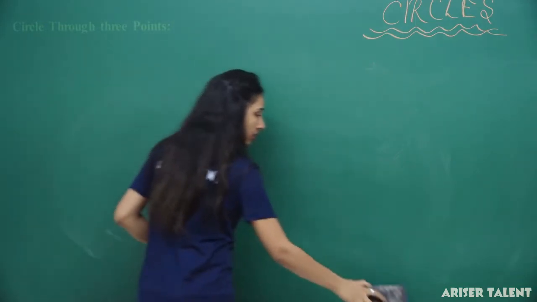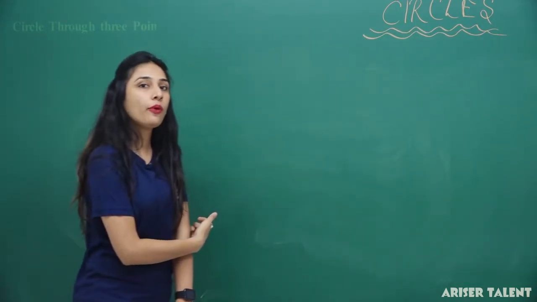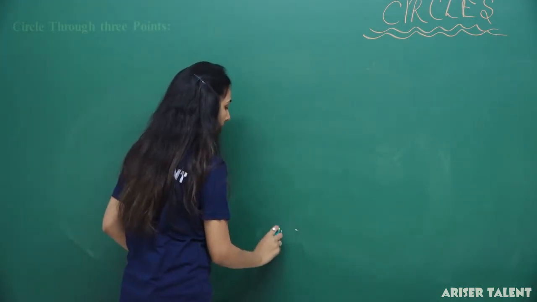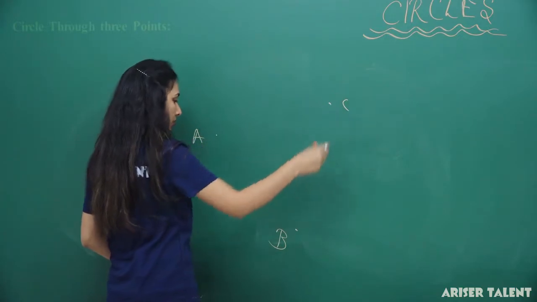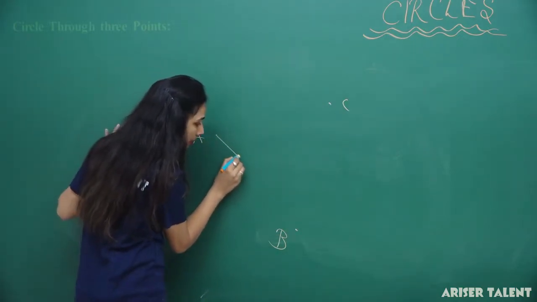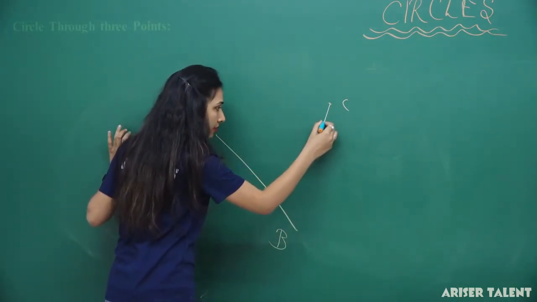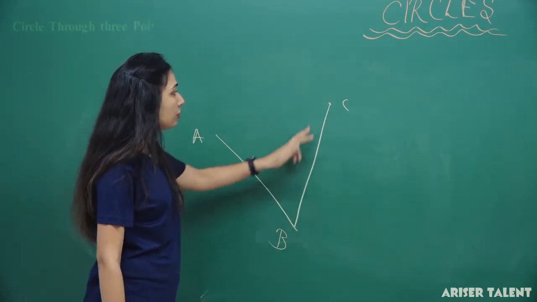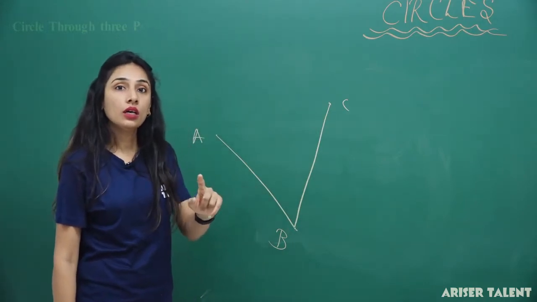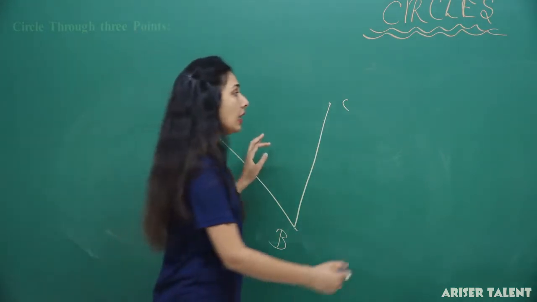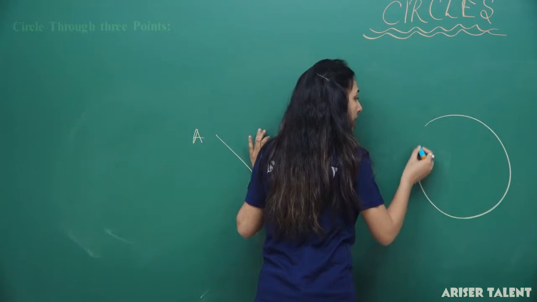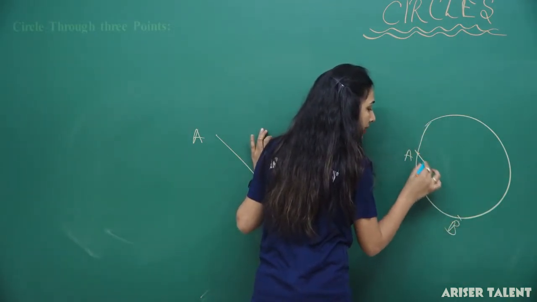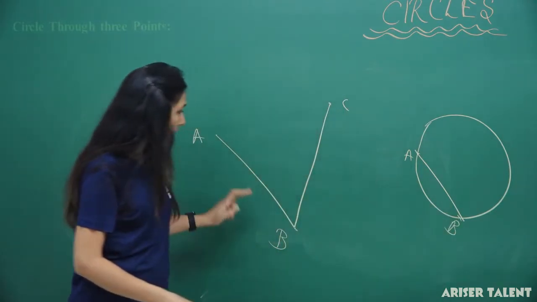So students, let's have 3 points, like A, B and C also. What will I do? I will join them now. Now these 3 points are believed to lie on the circle. If I am having 2 points here, A and B, this AB will make a chord. That means this AB is also a chord.